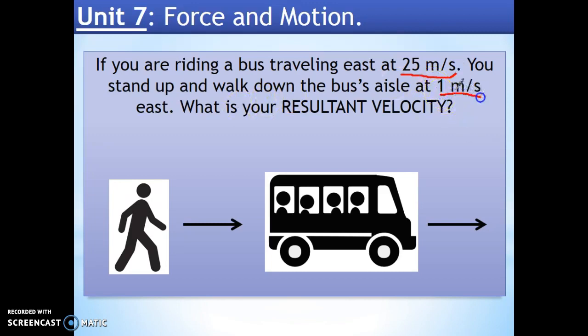Okay, so we know velocity has a direction, so let's include that direction as well. So they're both traveling east. What is your resultant velocity?